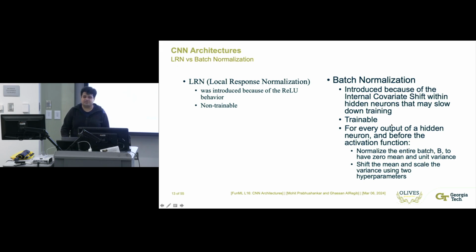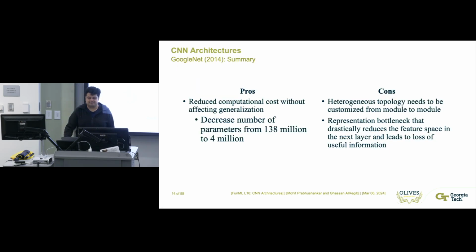It's trainable because gamma and beta are trainable parameters. So we normalize the entire batch and shift the mean and scale the variance using these two parameters, gamma and beta. The good thing about GoogleNet, or InceptionNet v1 as it was called at the time, is that the number of parameters has decreased quite a bit. From 138 million parameters in the VGG architecture, we have now reduced it to just 4 million parameters.